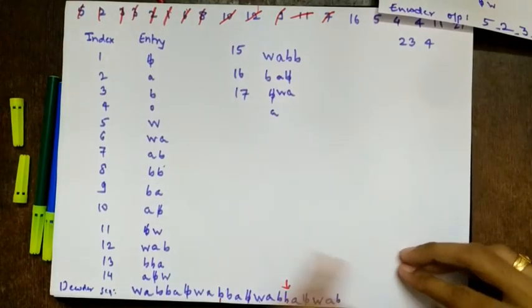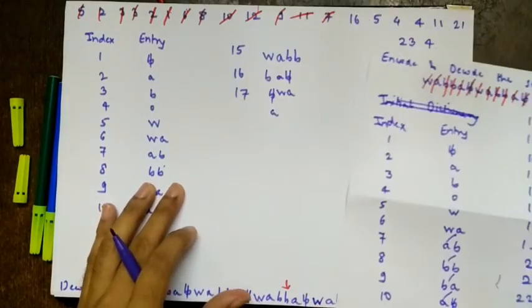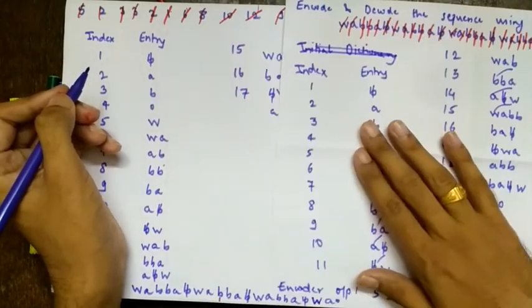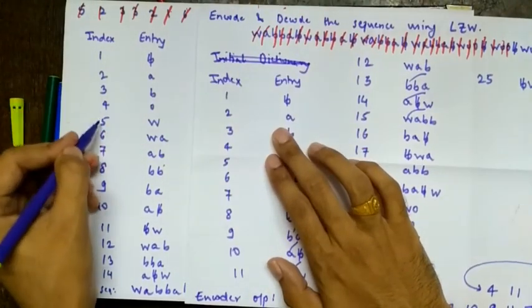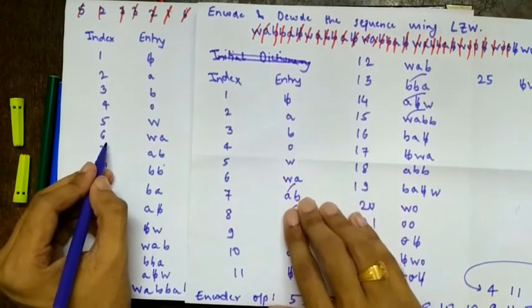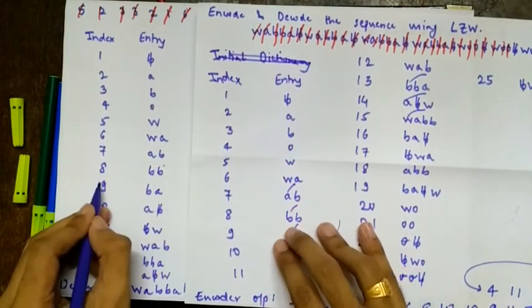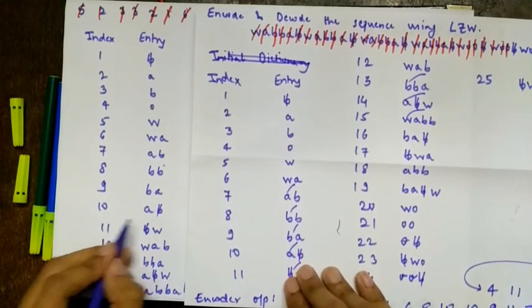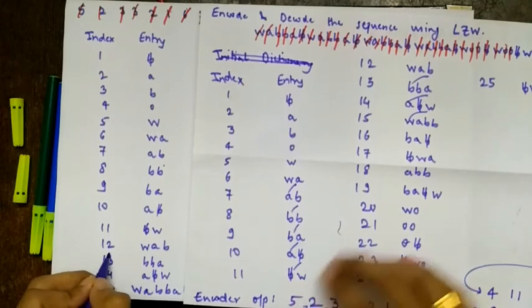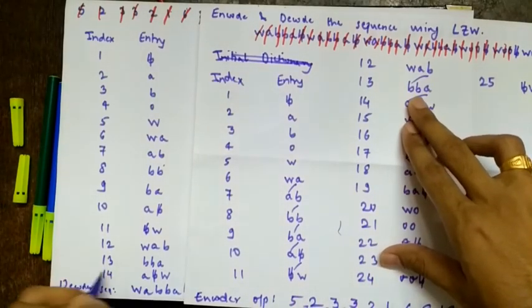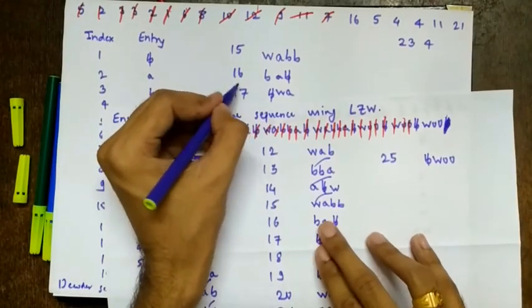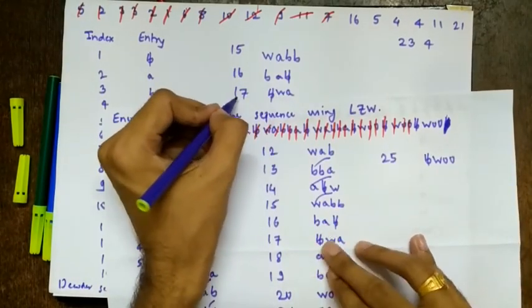I will not do this. This is for your homework. Right? So again, just to make sure and to make you believe that we have done it correctly, let's cross check the entries. So 1 2 3 4 5 we have done as it is. So 6 is WA, 7 is AB, 8 is BB, 9 is BA, 10 is A B bar, 11 is B bar W, 12 is WAB, 13 is BBA, 14 is A B bar W, 15 is WABB, 16 is BA B bar, 17 is B bar WA.